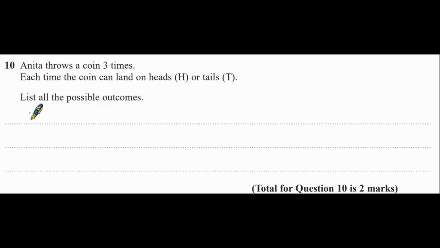The first possible outcome is that all 3 coins, H is heads, T is tails, all 3 coins could land on heads. So that will be heads, heads, heads. The second one could be heads, and the third coin could land on tails. So that's a possibility. It could be that she gets heads, then the middle one is tails, and the last one is heads. It could be that it's the first one that is tails and the second 2 are heads.